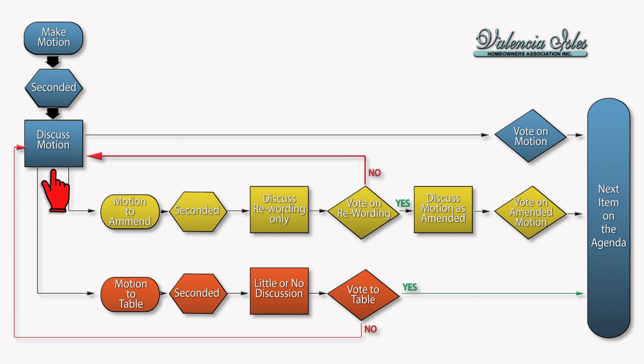And after all the discussion has been completed, the motion is put to a vote. The chair needs to restate the motion and ask all in favor and all opposed. A simple majority is required to approve the motion. After the vote, the chair should announce the results, whether the motion is approved or rejected, and the board can then move on to the next item on the agenda.